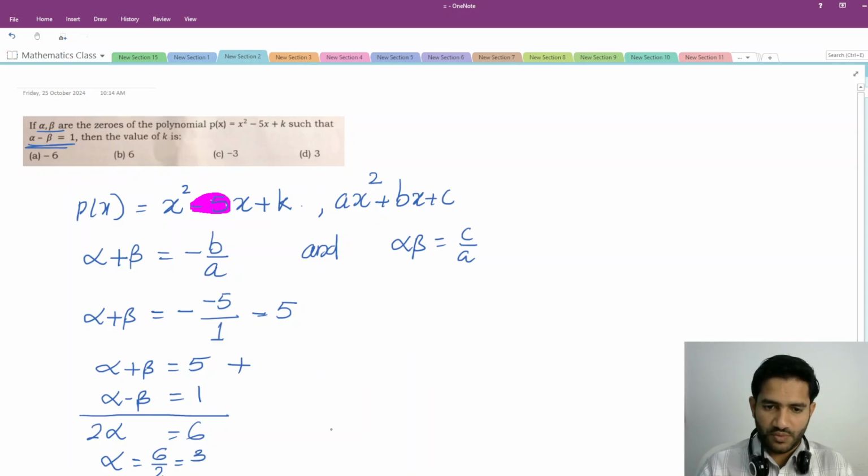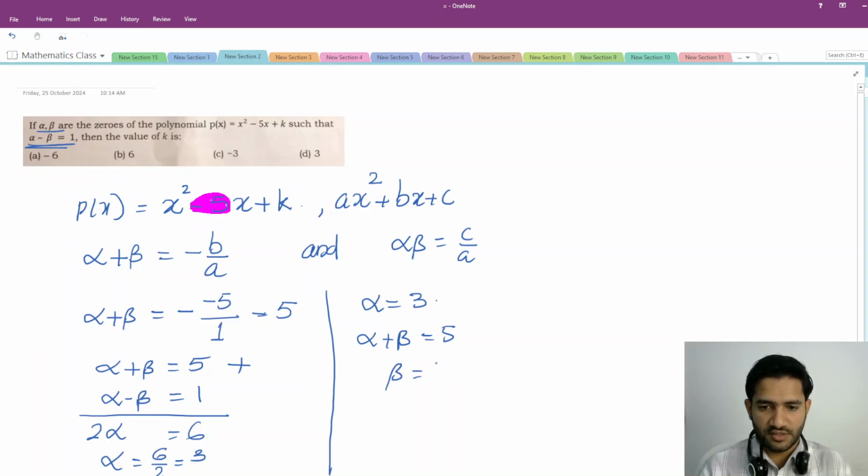So here we can substitute alpha equal to 3 in the equation alpha plus beta equal to 5. So we can find beta, the second zero, as 5 minus alpha. So 5 minus 3, it is equal to 2. So alpha is equal to 3 and beta equal to 2.